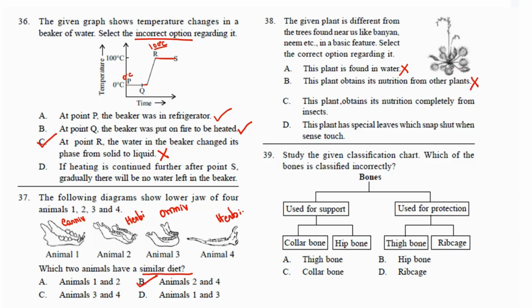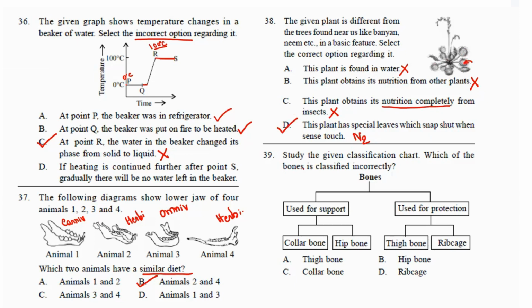Third option says this plant obtains its nutrition completely from the insect. This is also wrong. Why? Because in case of pitcher plant and these insectivorous plants, they can prepare their food, but they depend on other animals for the nitrogen source. So we cannot say that this plant draws its nutrition completely from the insect. The fourth option says this plant has special leaves which snap shut when they sense touch. So this can be correct because we can see that this is a plant that closes when an insect gets inside, it traps it and it gets the nitrogen source from that insect. So this option number D is the correct one.